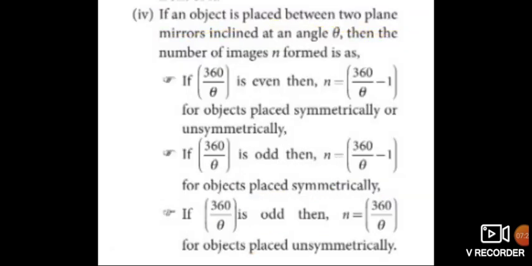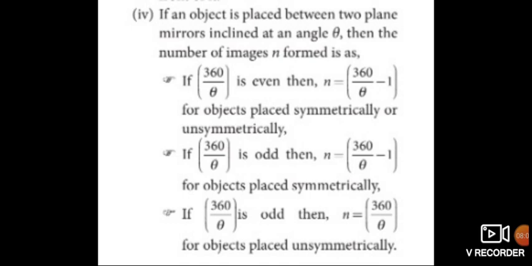Fourth point, if an object is placed between two plane mirrors inclined at an angle theta, then the number of images n formed depends on 360 divided by theta. If 360 divided by theta is even, then n is equal to 360 divided by theta minus 1, for an object placed symmetrically or unsymmetrically.